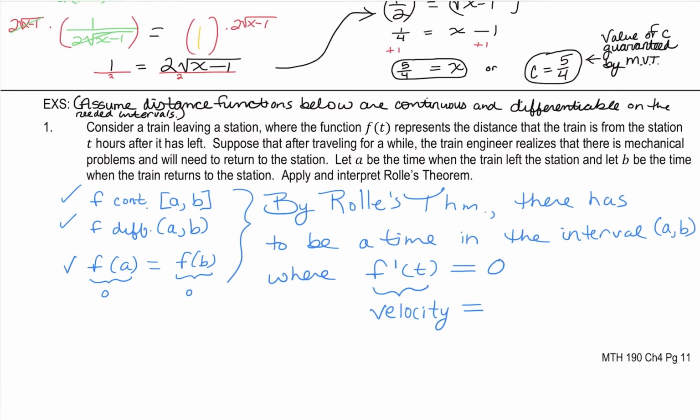So essentially what we have discovered is that there has to be some point in time when the train has left the station, drives out for a certain distance, and then comes back. There had to be that instant when it was neither traveling away from nor traveling back towards the station. There had to be that instant in time when the velocity was actually equal to 0. Pretty intuitive, right? If it leaves the station and comes back, there had to be that instant when it did come to a stop. And so that's what we have here.